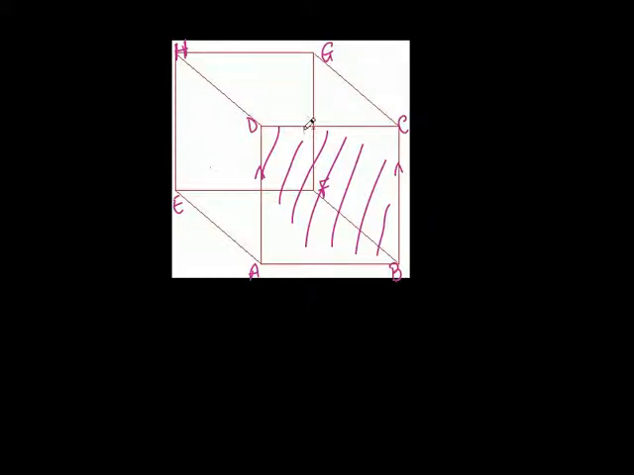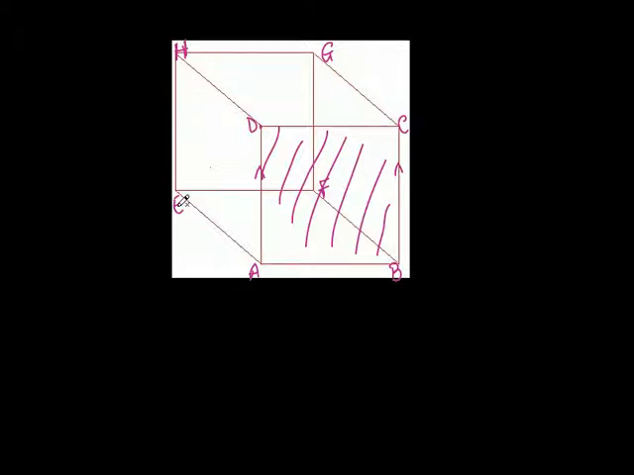What about DA and DC? Are DA and DC parallel to each other? No, they're not. They lie on the same plane, but they do what? They intersect, right, because they both share D. So I know right off the bat that DA and DC aren't going to be parallel because they intersect each other. There's no way, even though they lie on the same plane. Right? Let's go to this.